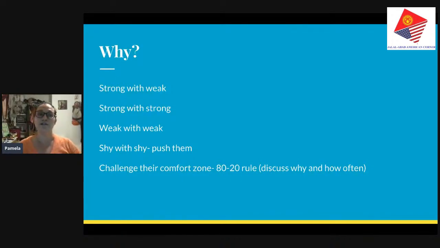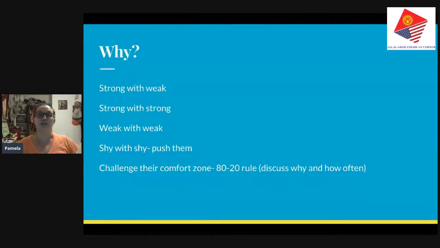When only the strongs are with the strongs and the weaks are with the weaks, we don't get the benefit of the strong with the weak. That's why you want to mix it up a lot. You want to have people working with different people all the time so that you get the benefit throughout the semester. The weak with the weak, it's the same thing.